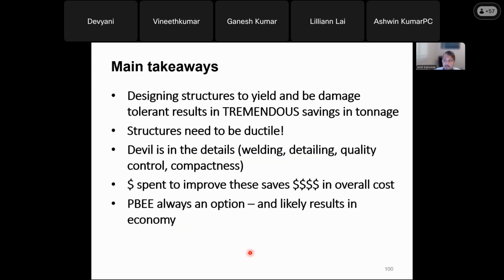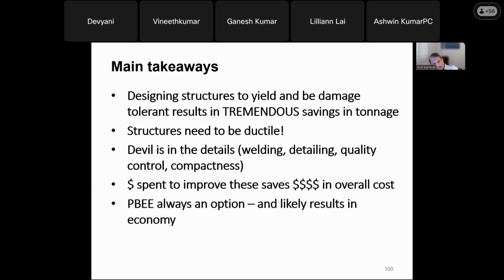This is my last slide, where I'm going to talk about some of the main takeaways that I'd like you all to have from this lecture. So the first one is that designing structures to yield and be damage tolerant results in tremendous savings in tonnage. So if you're worried about the cost of steel that you put in the building, the actual tons of steel, if you can make your structure more ductile, in an earthquake, you're actually going to require a lot less steel. Okay, so that's why you need ductility.